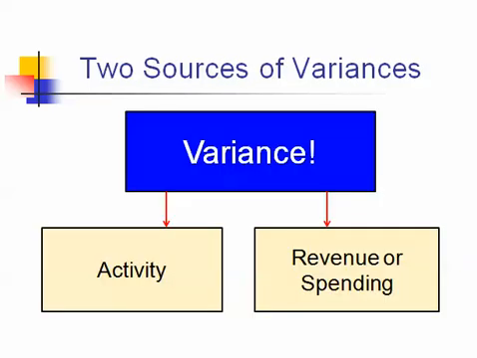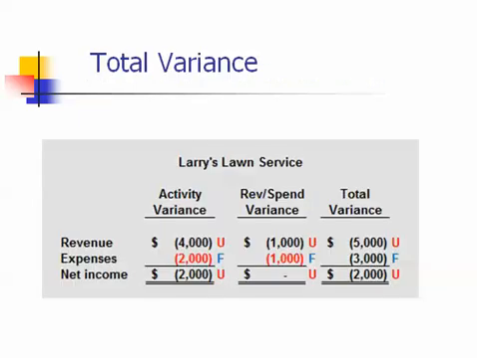So again, our total variance can be broken down into two parts, our activity variance and our revenue or spending variance. In the case of Larry's lawn service, the $5,000 unfavorable revenue variance had two components. $4,000 of it was due to a lower level of activity. We just cut fewer lawns than we had anticipated. $1,000 of it was due to pricing our jobs to our customers at lower than we had expected. The two variances combined to give us our $5,000 overall unfavorable revenue variance.